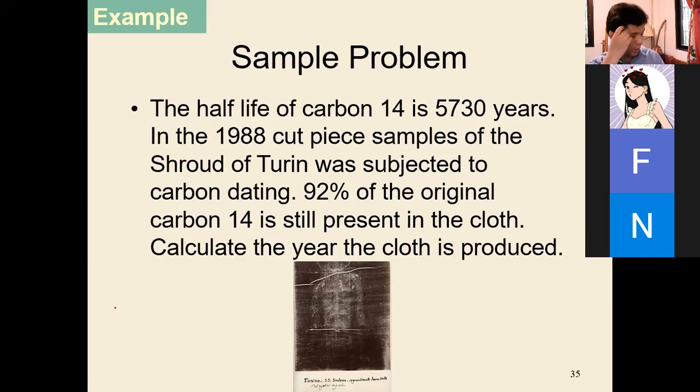Okay. Let's try to solve the Shroud of Turin problem. Yun naman yung Shroud of Turin, yung nasa unang slide natin. Supposed to be ito yung cloth na kinover kay Jesus Christ. Tapos nagkaroon siya ng image ni Jesus Christ, di ba? So the half-life of carbon-14 is 5,730 years.